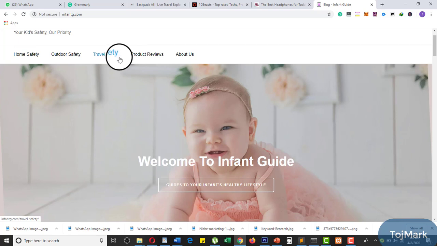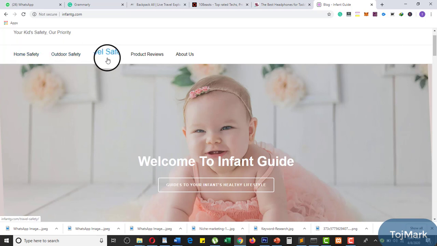If you look at it very well, the person is trying to help the visitors to have insights on how to keep their baby safe when they are at home. Maybe they are going for adventure activity, which is outdoor safety. Maybe they are traveling through air or through car or through anything. So the owner of the website categorized the website based on these three: home safety, outdoor safety, and travel safety.